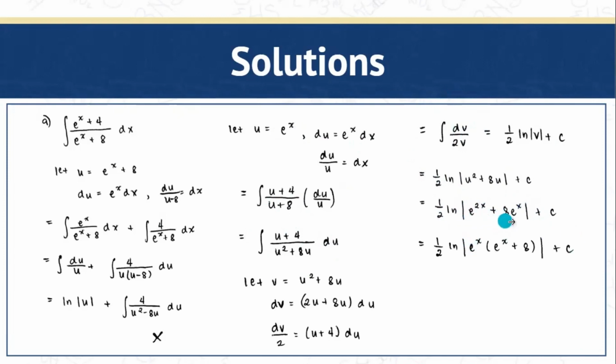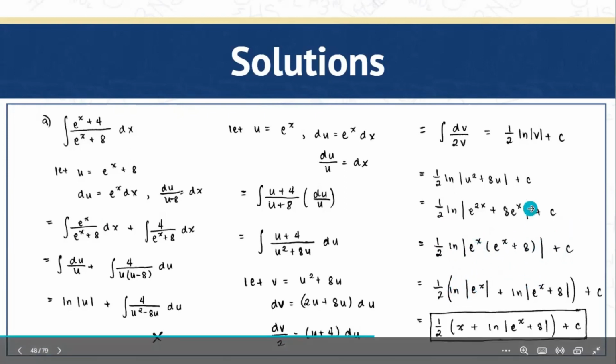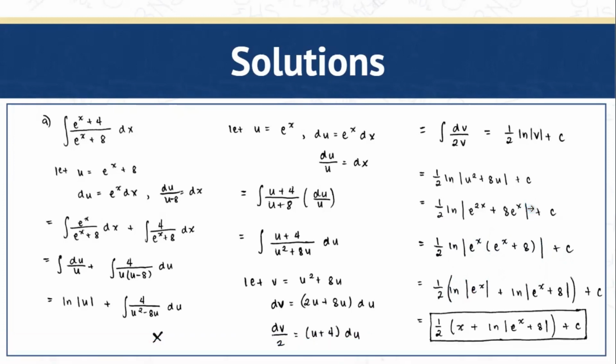And then we can try factoring this out just so we'll have a cleaner answer. We'll have 1/2 times the natural log of e raised to x times e raised to x plus 8 plus c. And we know that by the laws of the logarithm, we can split these product into two logarithms. So we did just that, and ln e raised to x, this is just x. So our final answer would be 1/2 times x plus the natural log of e raised to x plus 8, and then plus c, of course.